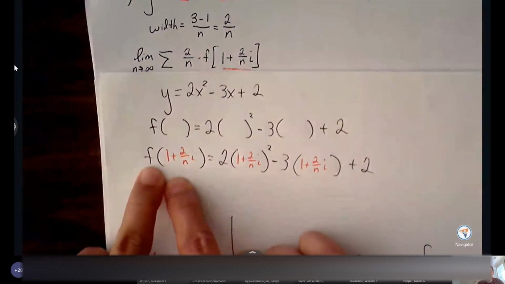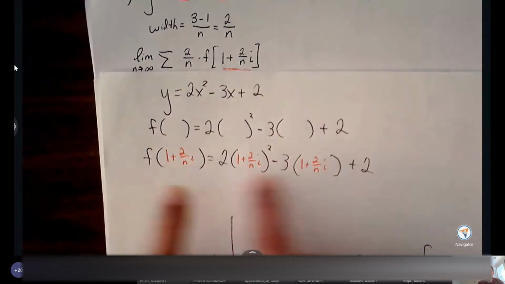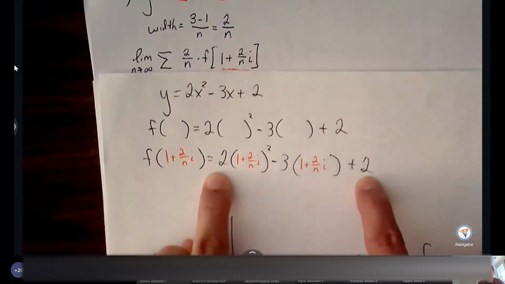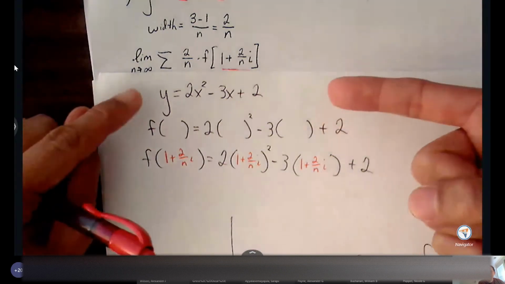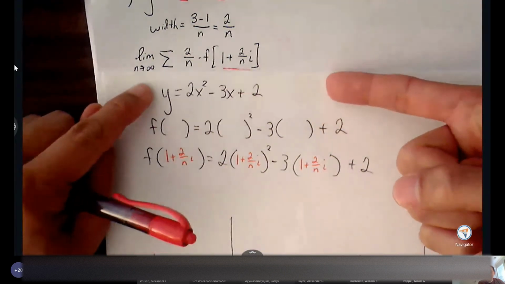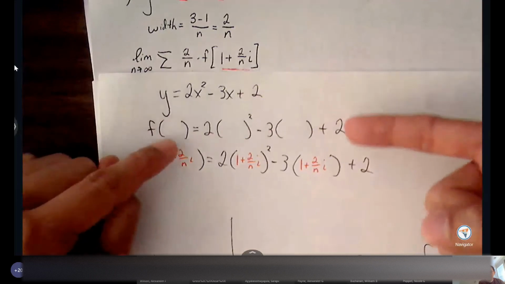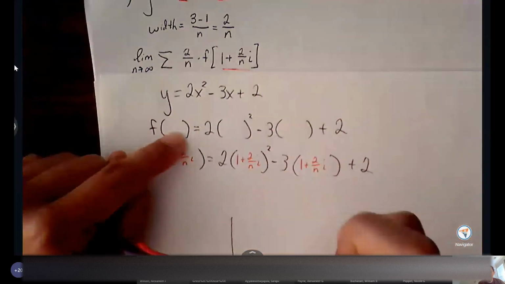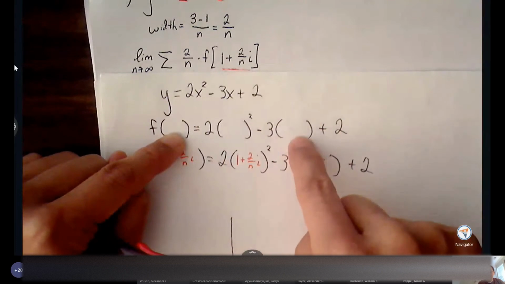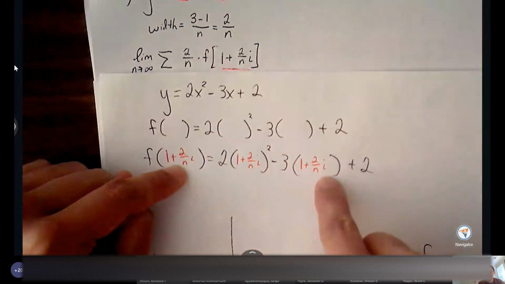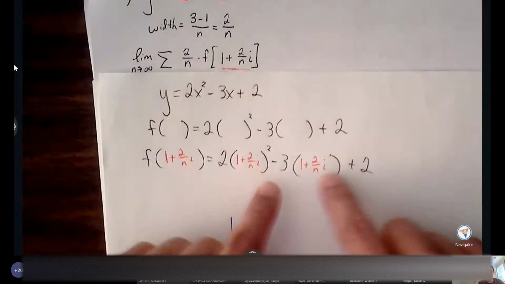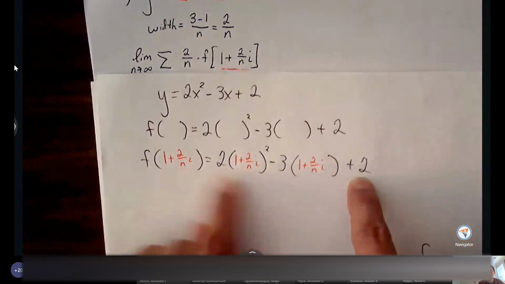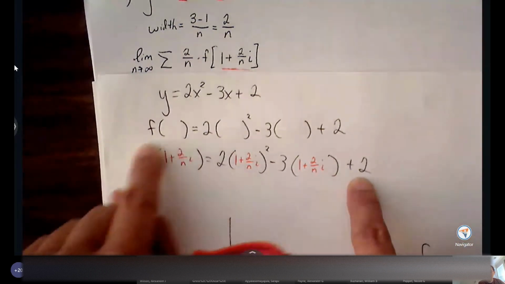So I can replace my f of 1 plus 2 over N times i with this new expression here. Okay, so do we all see how we're able to get there? We started with the function, put a gap with parentheses wherever the x was, removed the x, and then filled those gaps with a new argument. So now this is a suitable replacement for f of 1 plus 2 over N times i.